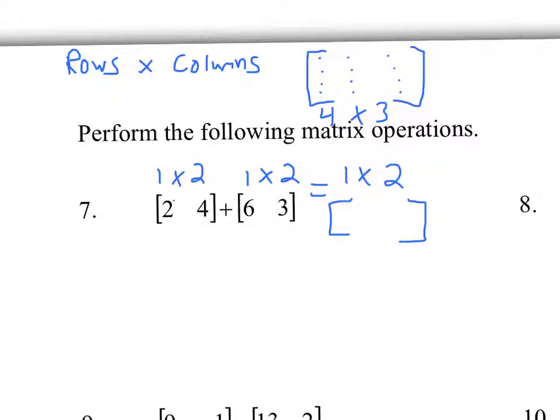So we're going to start off by adding 2 plus 6. And 2 plus 6 is 8. Then we'll take the other numbers, 4 plus 3, and 4 plus 3 is 7. And that's our answer, just the matrix 8, 7. Sometimes people then add the 8 and the 7 together and they get 15. No, don't do that. Remember, this is supposed to be a 1 by 2. So we'll just keep it in that same configuration.